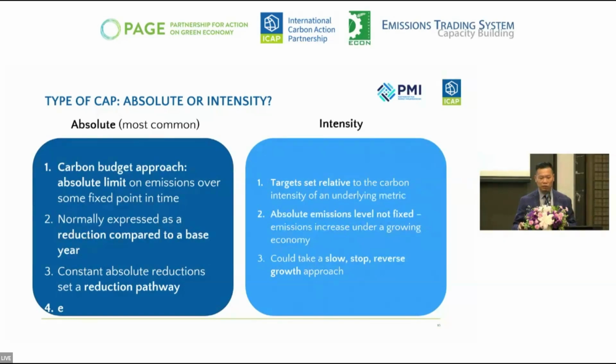So I would say one important difference between absolute cap and intensity cap is whether you want to limit the production level of a certain type of product. Like if we have an absolute cap for the power sector, then it means you really want to phase out fossil fuel power generation and switch to renewable energy. But for intensity, it means you only want to control the efficiency of fossil fuel power, but you are not really phasing them out. So that's the major difference.